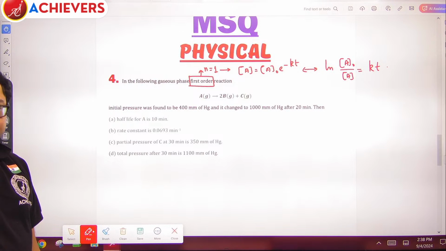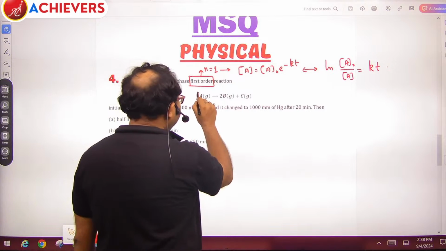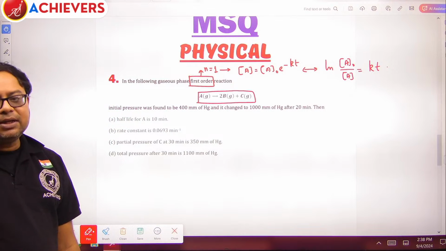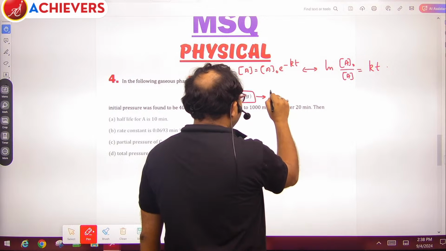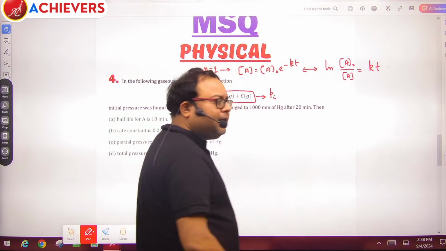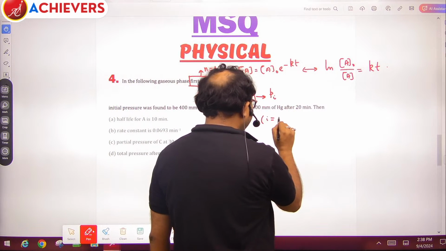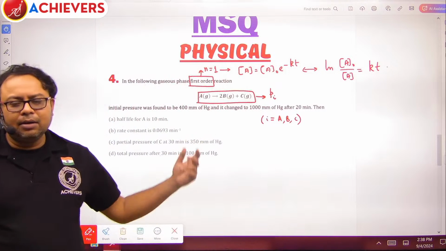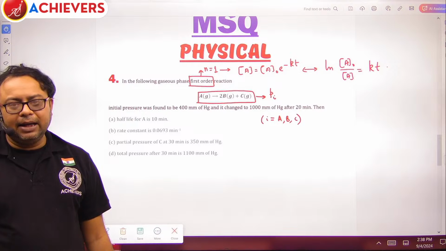Okay. It's a gaseous phase reaction. So what happens in a gaseous phase reaction? Partial pressure of any component I, where I is the general component, can be A, B, C. For this particular reaction, I can be A, B, C.